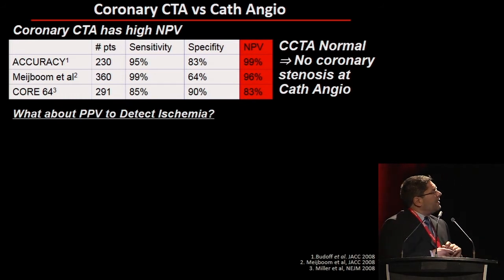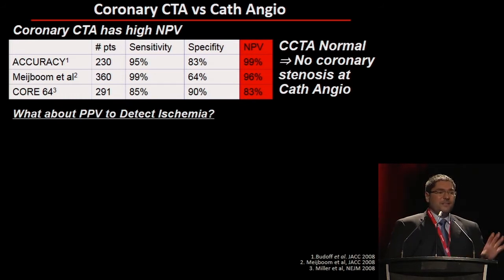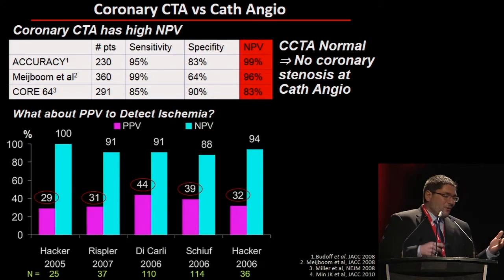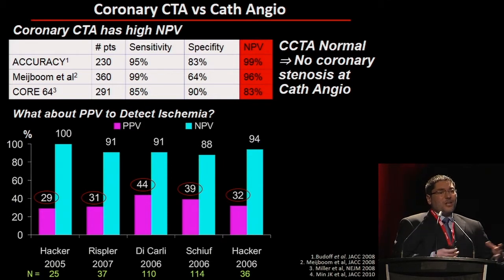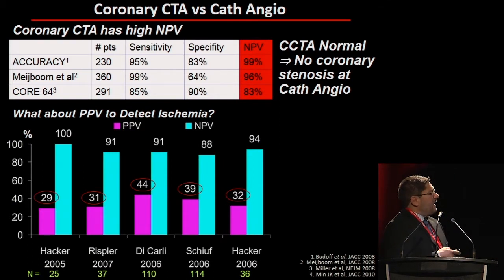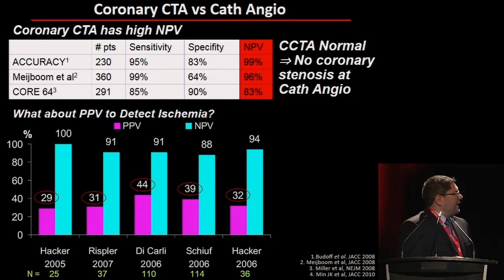So that's great. We know that CTA can help us rule out cardiac disease, but what about its positive predictive value now to detect ischemia? So, of course, I just spent so much time telling you that stenosis does not predict ischemia, and that's the data that, of course, was found by everybody: the positive predictive value to detect ischemia is very low. It's about 30%.